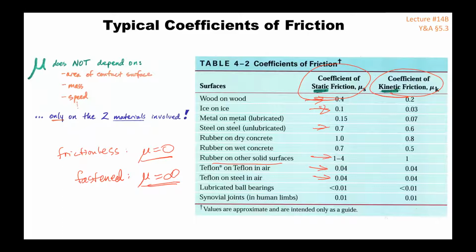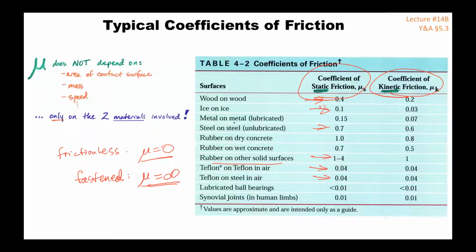However, you're not likely to encounter values of mu that are in the tens or hundreds or thousands. That's very atypical. The typical values of mu are somewhere between 0.01 and 0.1 for slippery situations, and then 0.1 to 1 to 5 for pretty grippy situations.